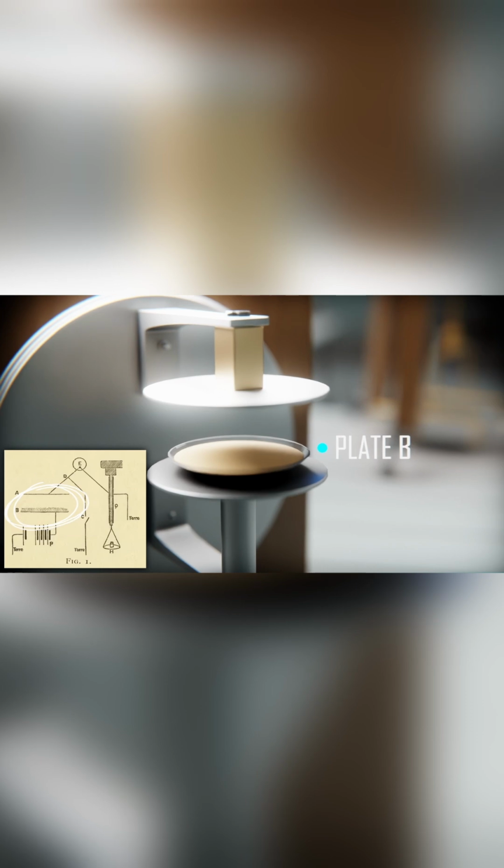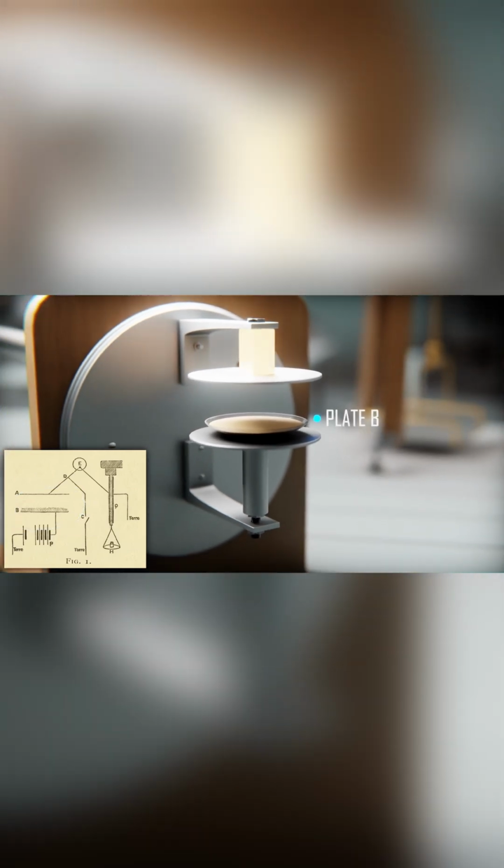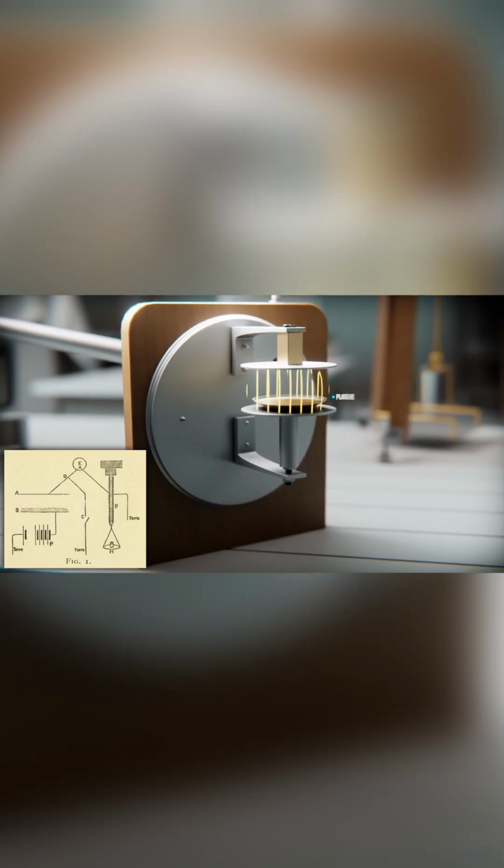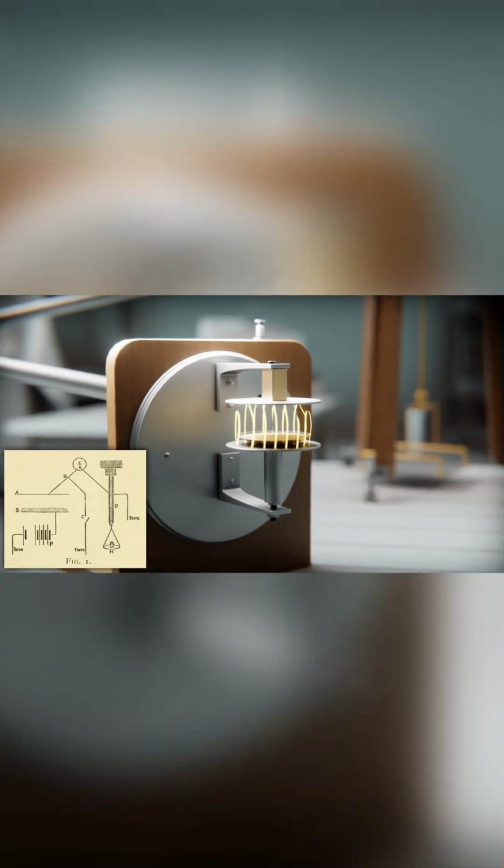Here's how the apparatus worked. Marie would spread some powdered sample on this plate, B, which was connected to a battery, so that a potential difference was created between the two plates. The radioactive sample would ionize the air between the two plates, allowing a current to flow between them.